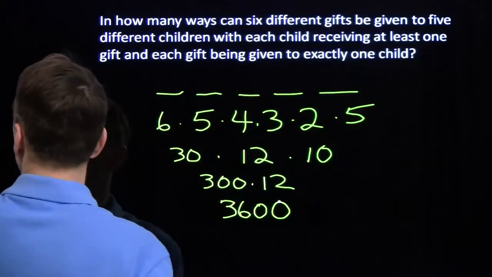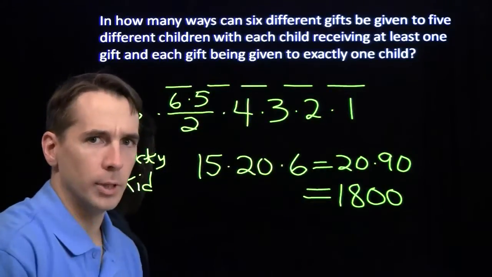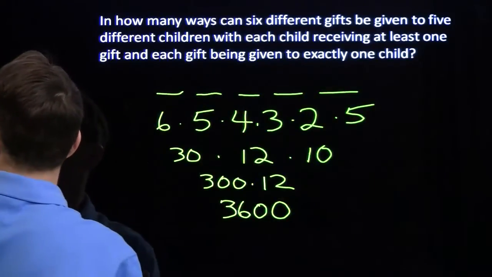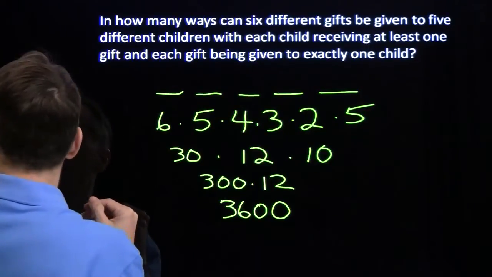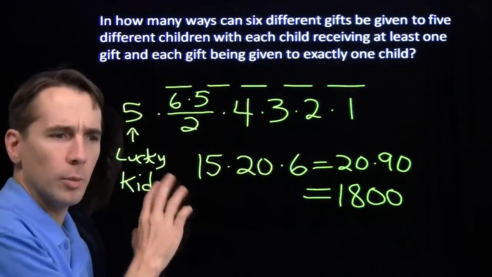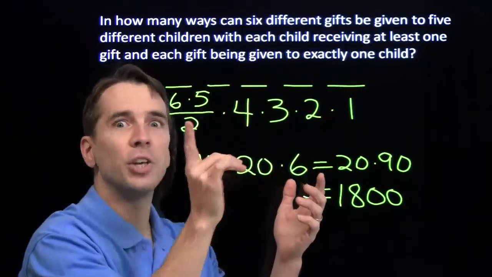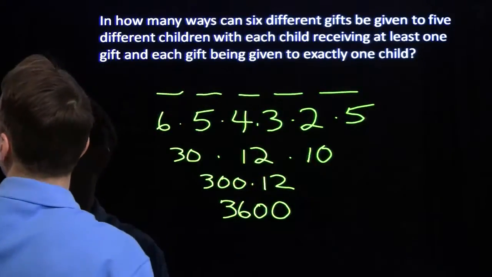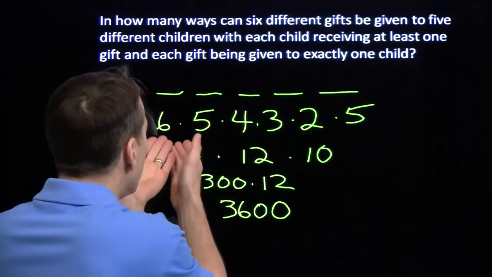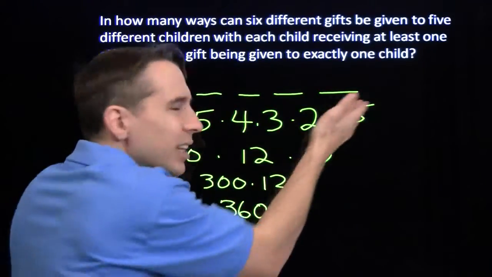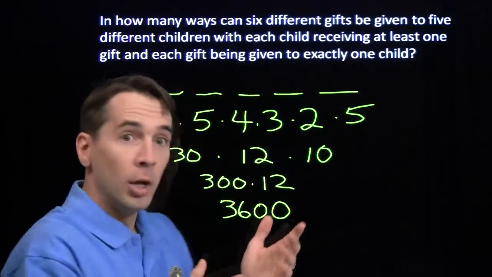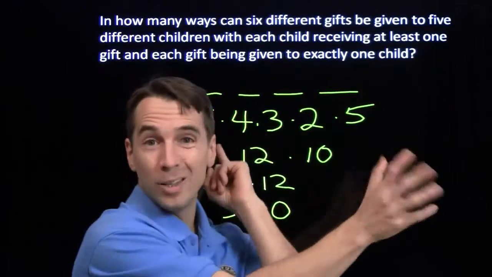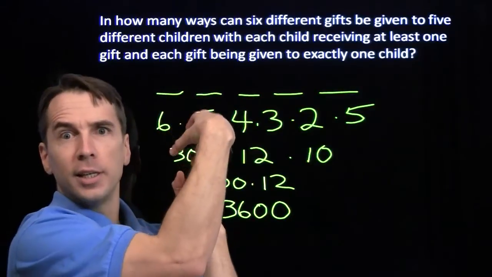3,600 is not 1,800. I know that much. So have I done something wrong here? Well, back here I had this little divide by 2 because I had to account for different orders. Have to be careful. Imagine when I went down the line like this, I gave the lucky kid, whoever that turned out to be, the big wheel first, and then at the end I had the pony left over and gave the lucky kid the pony.